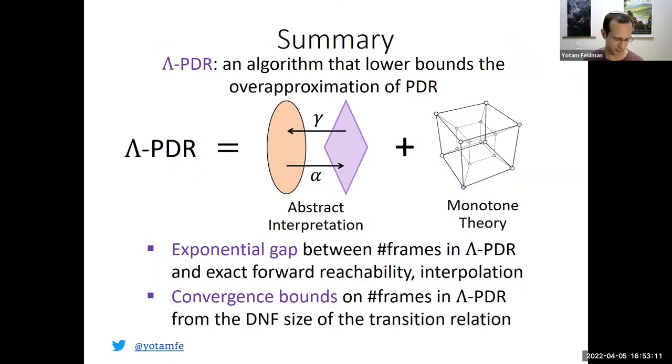So overall, I talked about lambda PDR, a theoretical algorithm that we use to analyze over-approximation in standard PDR. We show that lambda PDR is equivalent to an abstract interpretation procedure in a new domain based on notions from the monotone theory, work in exact concept learning. We show that this can lead to a significant over-approximation and exponential gaps between lambda PDR and algorithms that use exact forward reachability. And we also provided general bounds on the convergence of lambda PDR. Thanks.